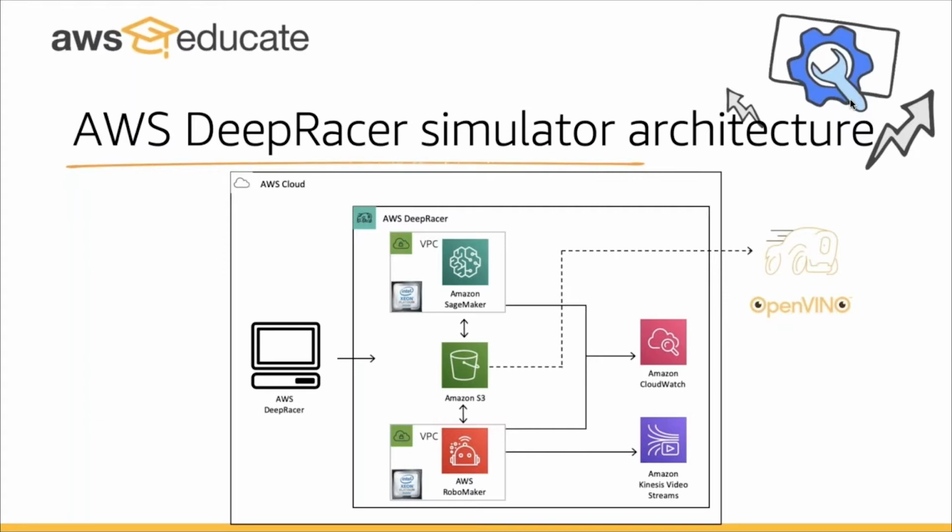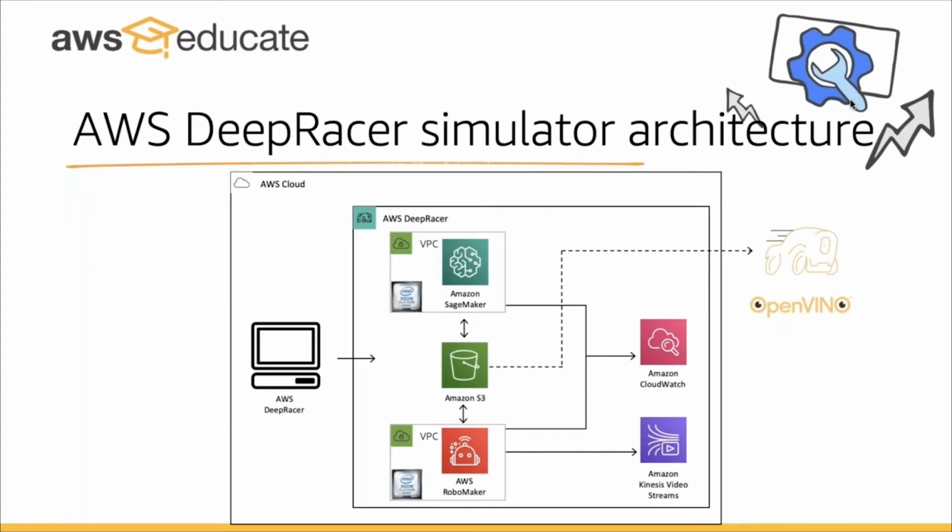After a specified amount of experience, which is defined by the hyperparameters, is obtained, it is sent back to Amazon SageMaker to train the model. The new model is then sent back to AWS RoboMaker to get more experience, and the process continues. The output models, videos, and metrics are stored in other AWS services such as Amazon S3, Amazon CloudWatch, and Amazon Kinesis Video Streams. Now, once you have your model ready, you can download and plug it into your DeepRacer device.